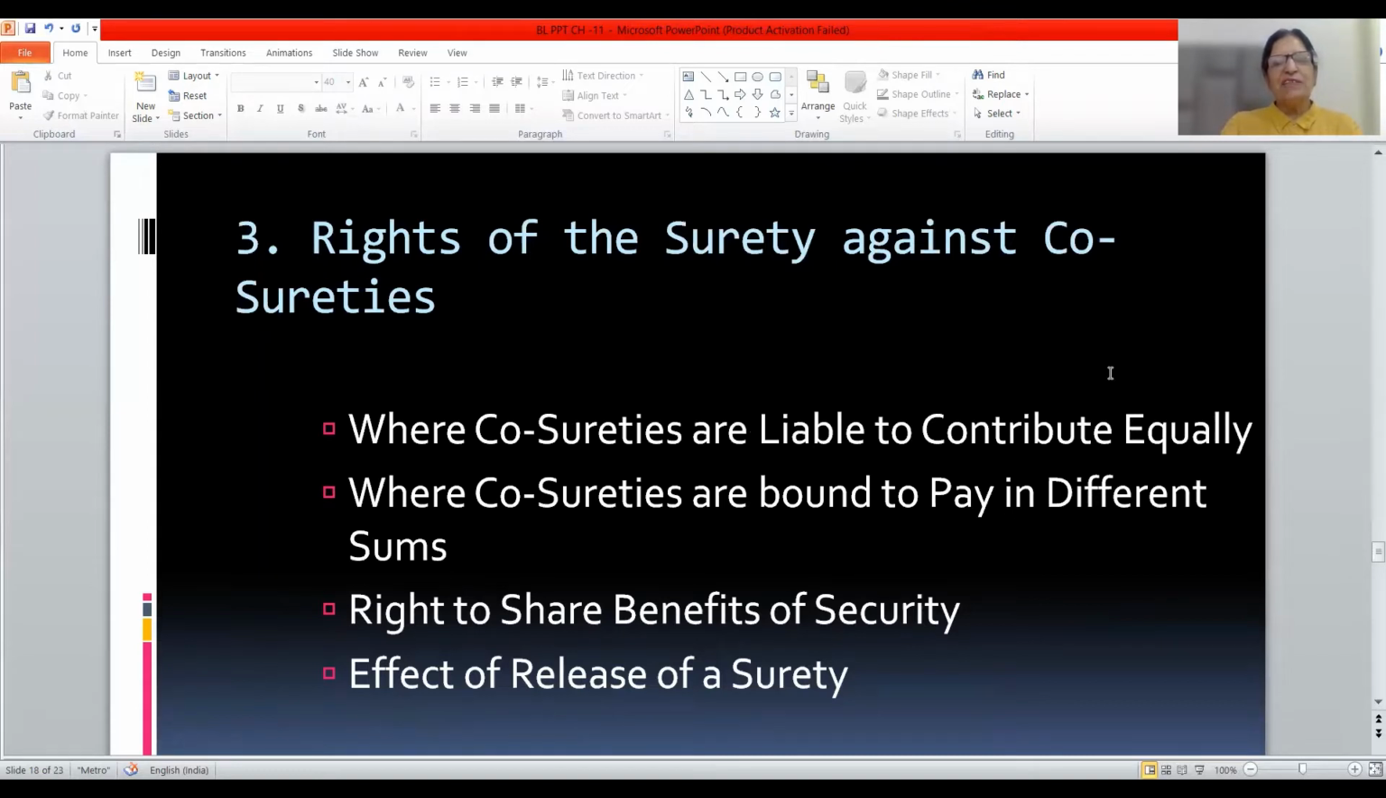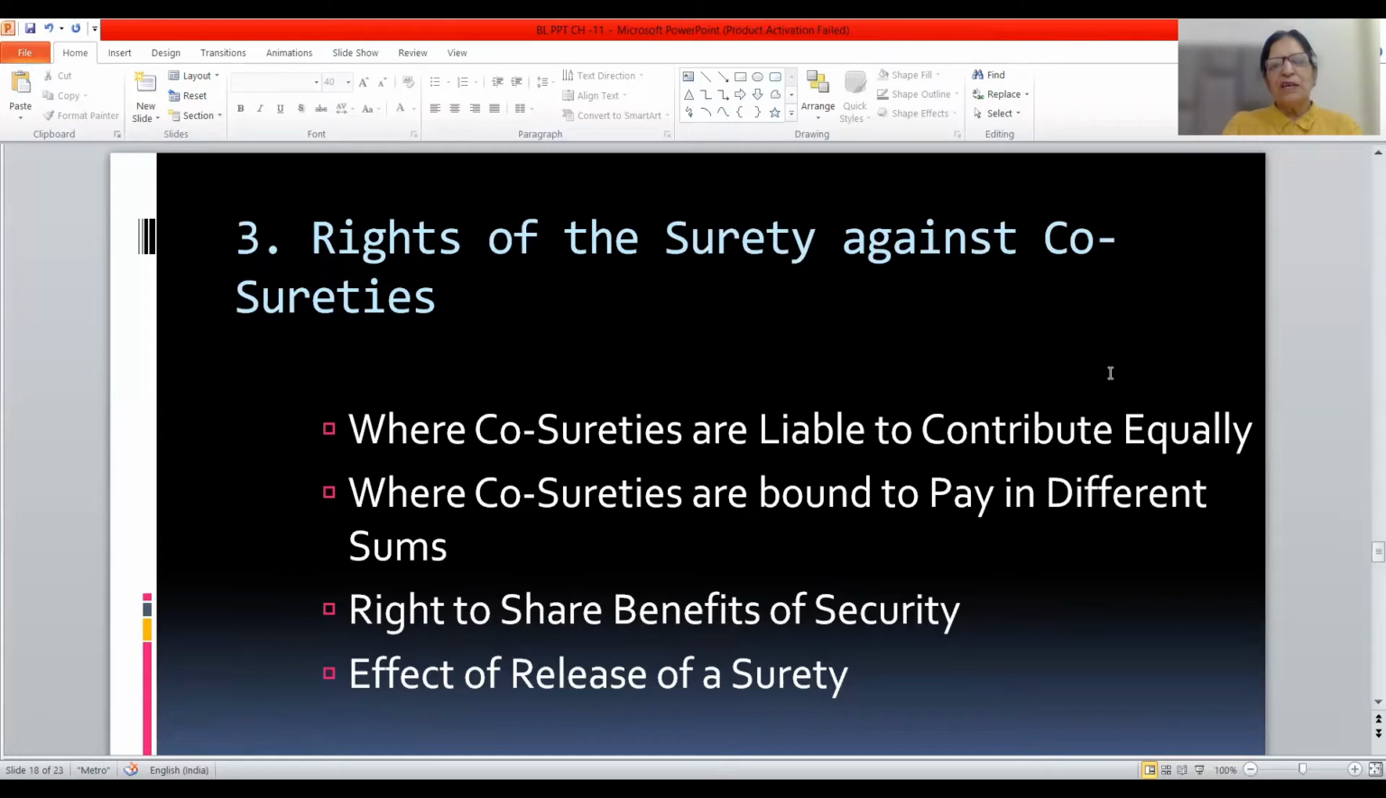First one is, friends, where co-sureties are liable to contribute equally. If they have decided to contribute equally, then there will be equality of burden and benefit. X, Y, and Z are co-sureties, and they have guaranteed a debt of 9,000 rupees, and they have decided to contribute equally. Each one's share will be 3,000. If the debtor has committed default to the extent of 50%, then each one will be liable to contribute 1,500.